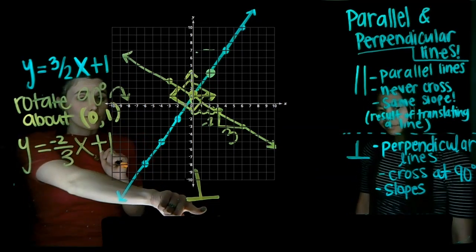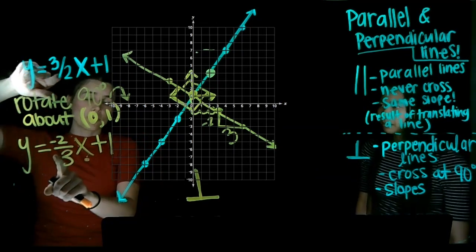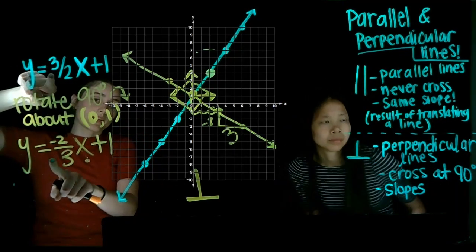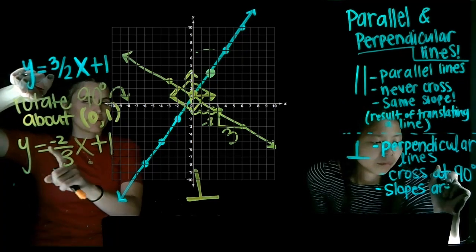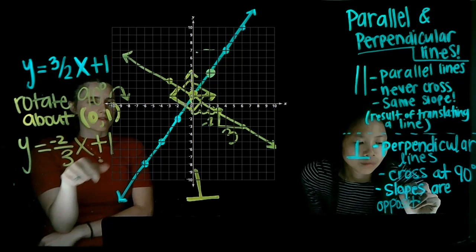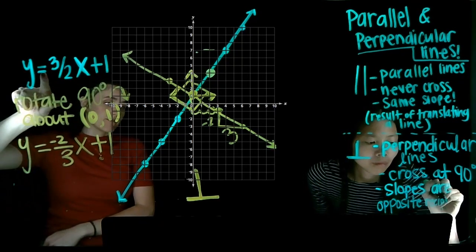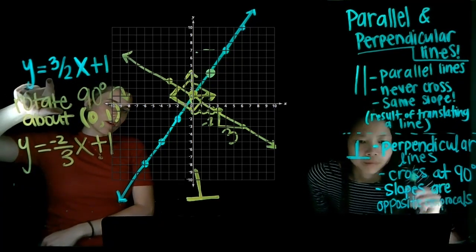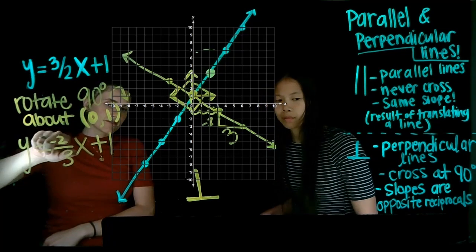When we have a perpendicular line, we know that the slopes are going to relate to each other by being the opposite reciprocal. And that means that if it was positive, it's then going to become negative, and reciprocal, if you remember from a couple videos ago, is when we flip the fraction. So the opposite reciprocal of 3 over 2 is -2 over 3.